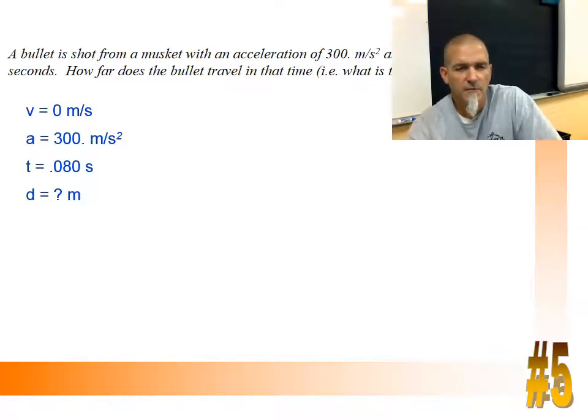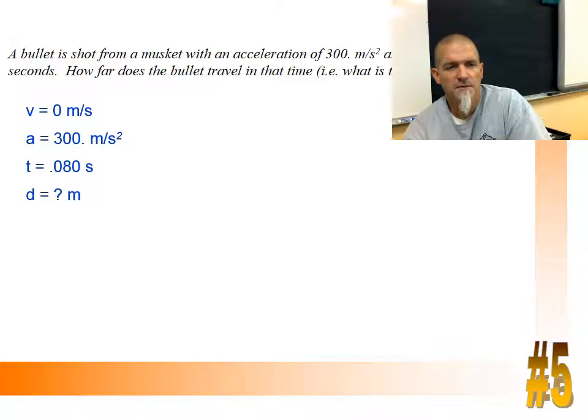So here's our givens. Once again, we have to recognize that V0 is 0. I notice a typo there. That should be V0 right there. It just says V, but that should be V0 is 0. Acceleration 300 meters per second squared, time 0.08 seconds, and we're looking for the distance that it travels.